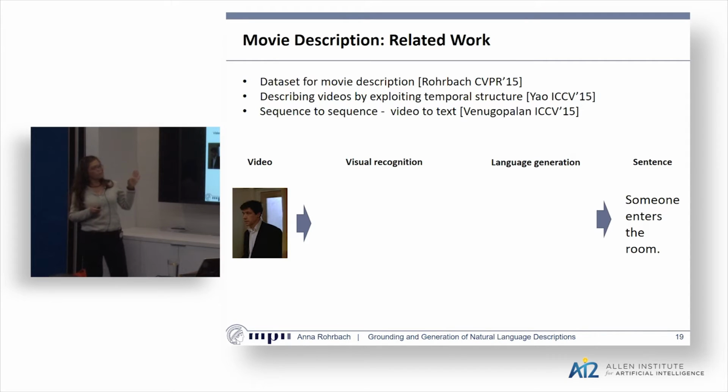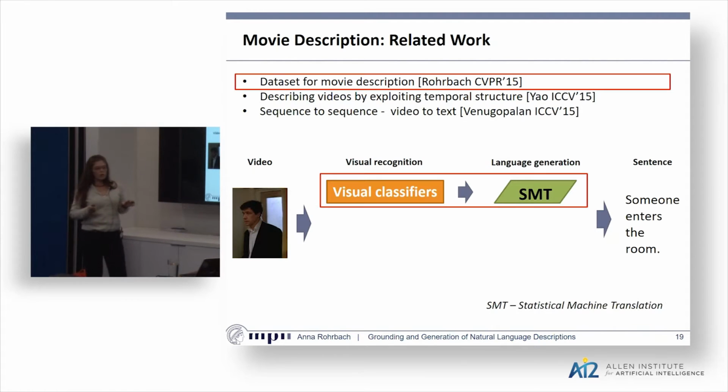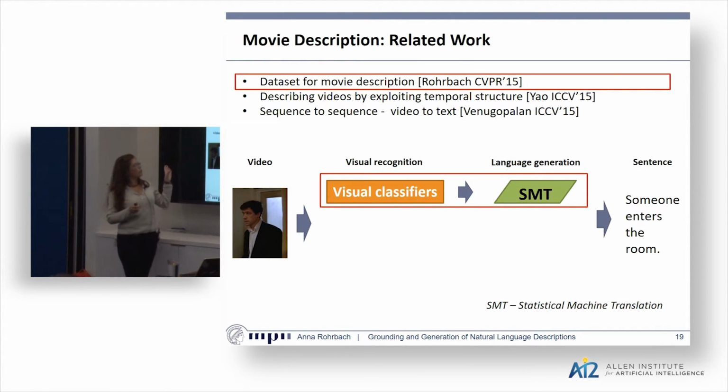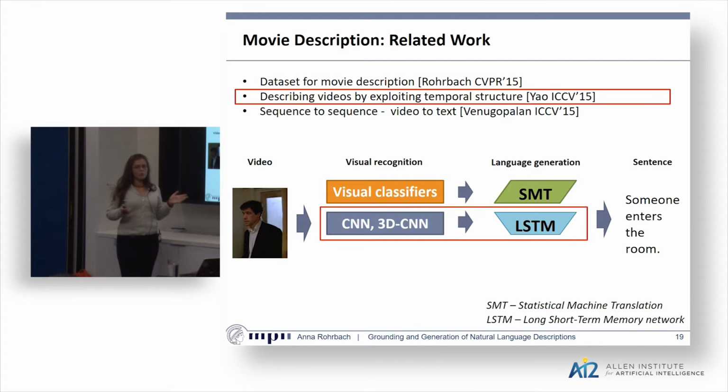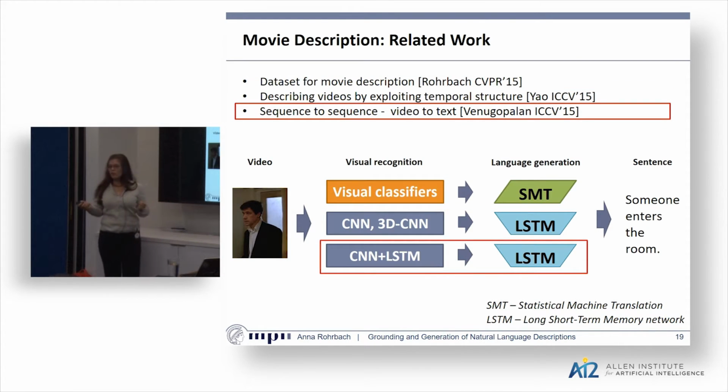So I want to look at them with respect to what visual recognition modules they used and what language generation modules they used. So our initial approach was training some visual classifiers extracted directly from the text, and then predicting a single semantic representation and translating this with statistical machine translation into the sentence. So more recent approaches make use of the CNN representations for visual recognition, typically ImageNet pre-trained representations, and then they make use of LSTMs to translate these probabilistic predictions into sentences.